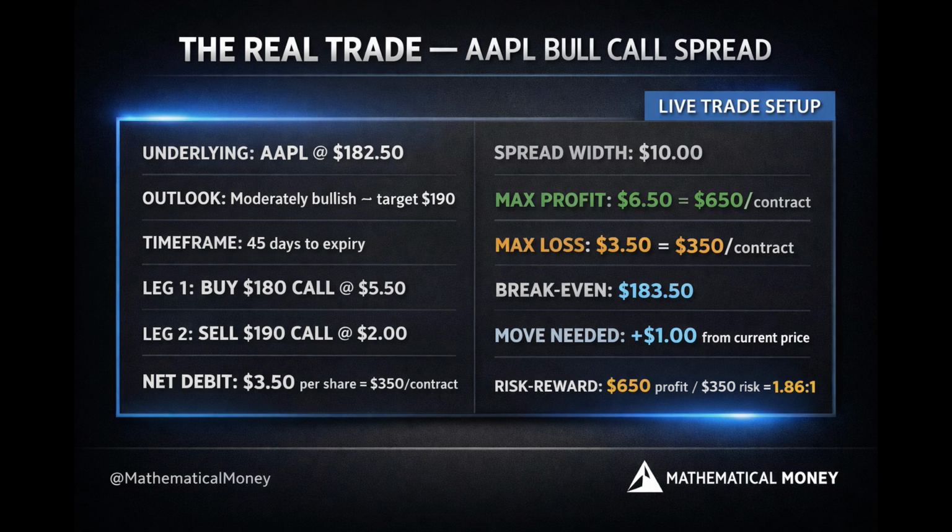Break even at expiry. 180 plus $3.50 equals $183.50. Apple needs to move just $1 above its current price for this trade to be profitable at expiry. That is the power of selling the upper strike to fund the lower.